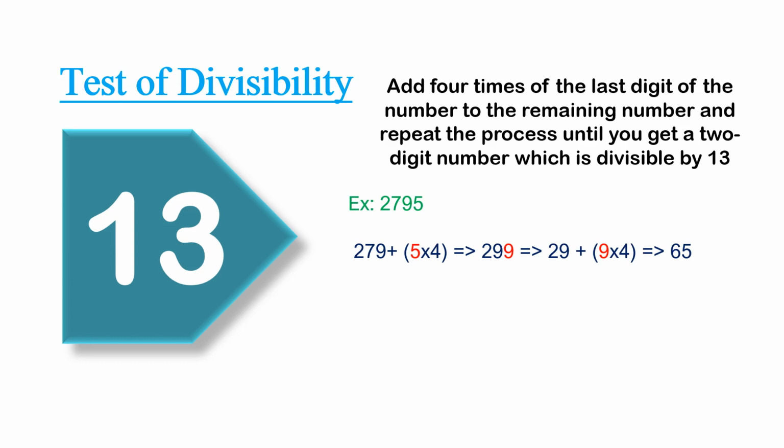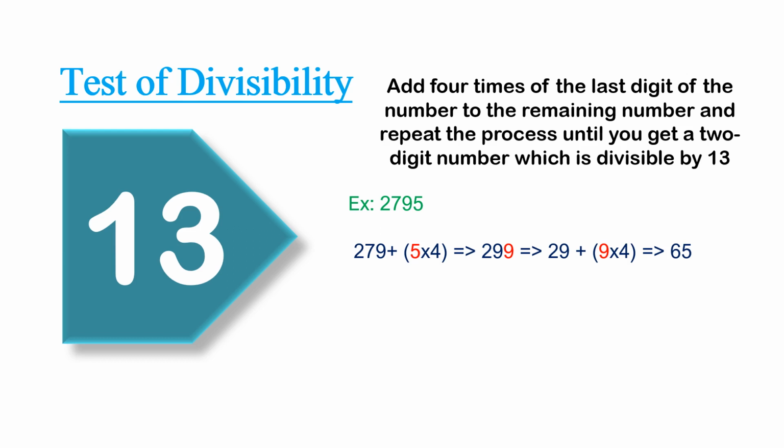2795. Last digit is 5. 5 into 4, 20. That should be added to 279, which would give us 299. Last digit 9. 9 into 4, 36, plus 29, so the answer is 65. So 65 is completely divisible by 13. Hence the number 2795 is also divisible by 13.